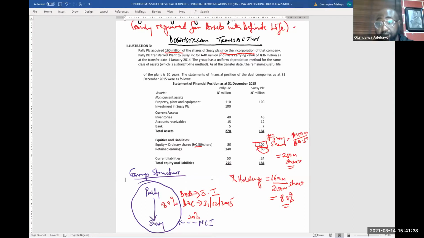Who can answer that? What's our pre-acquisition profit? Who can answer that? No time to waste. Who can answer that?